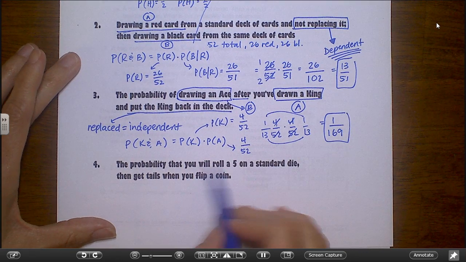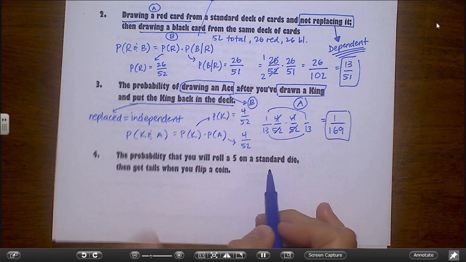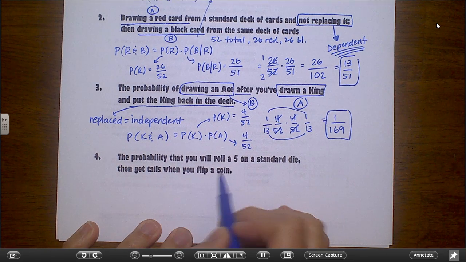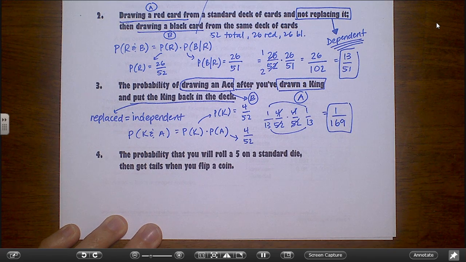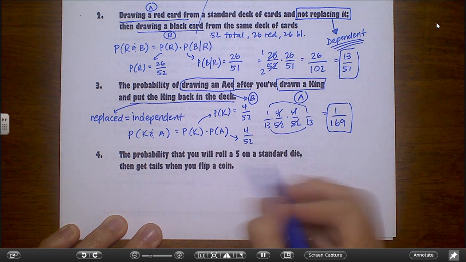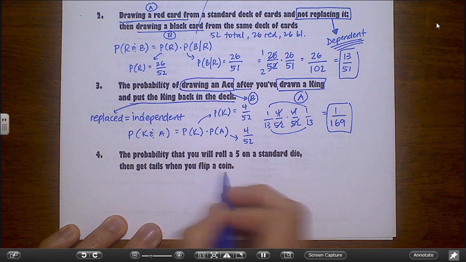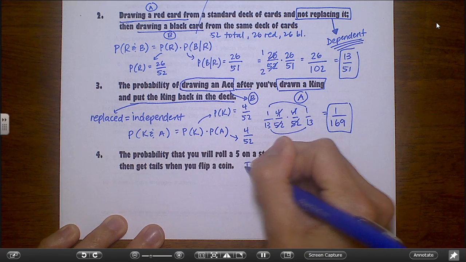All right, the probability that you will roll a 5 on a standard die and then get tails when you flip a coin. Okay, well, are these independent or are they dependent? Does rolling a 5 have anything to do with flipping a coin? It does not. So this is independent.